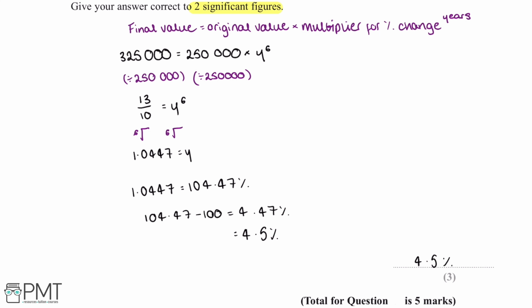Now this question's worth 3 marks. We'll get 1 mark for working out the multiplier for the 6 years, which is 13 over 10. Our second mark for working out the multiplier for 1 year. And our third mark for the correct percentage increase.